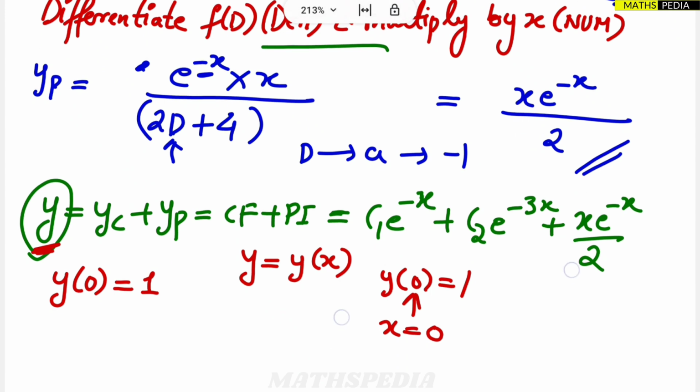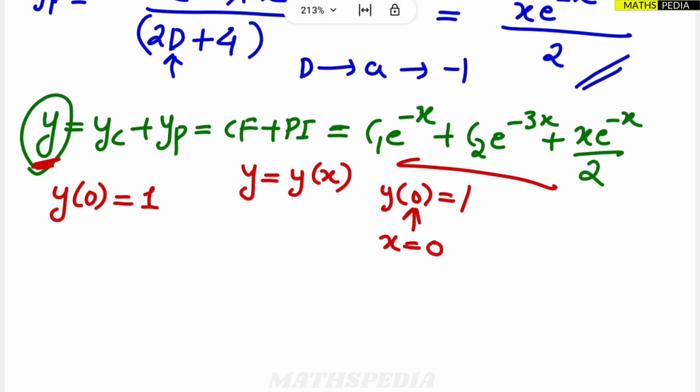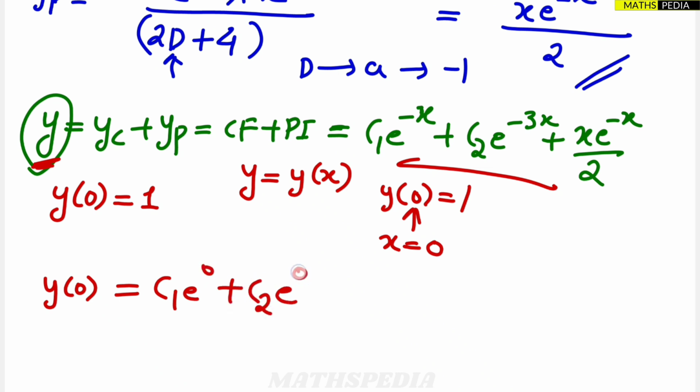Simple. So this equation will become y of 0 is equal to c1 e power 0 plus c2 e power 0 plus, in place of x, 0, right? So it will be 0. The entire thing will become 0 because x is there.